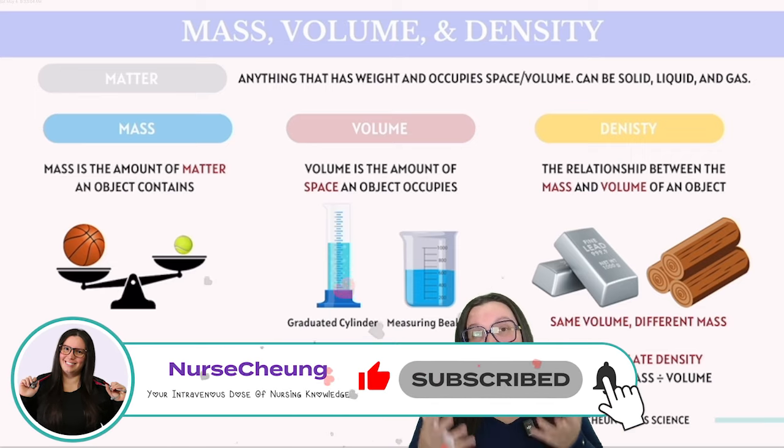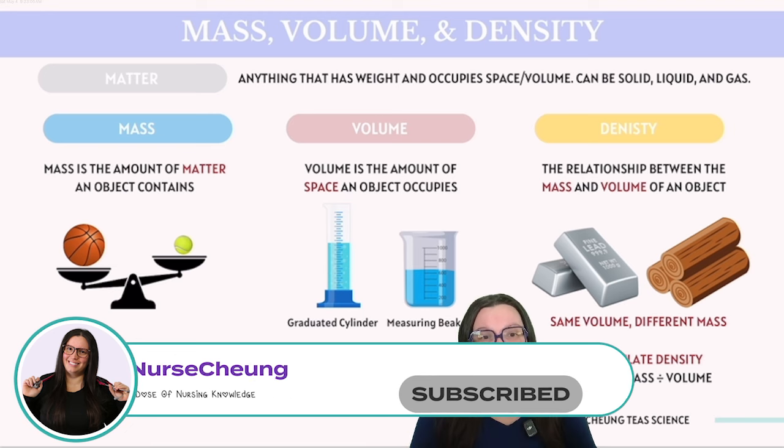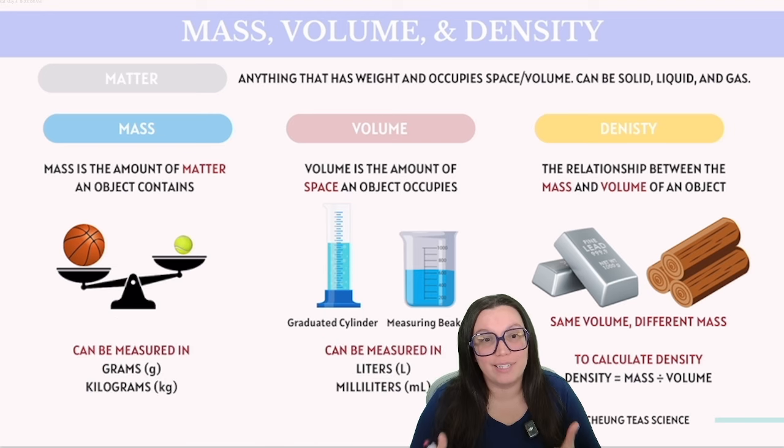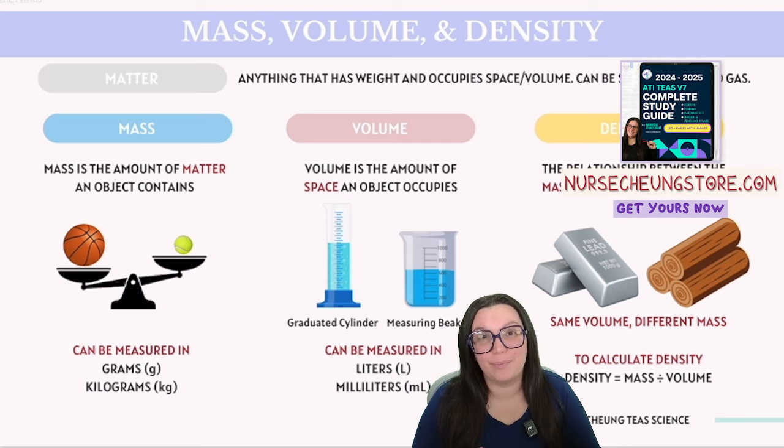Let's now discuss mass, which refers to the amount of matter contained in an object. For example, a basketball is larger than a tennis ball, so it typically has more mass. We measure the mass of objects in grams or even kilograms using instruments like balances and scales.